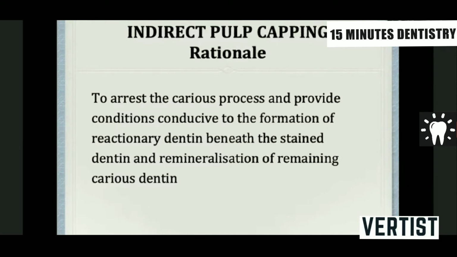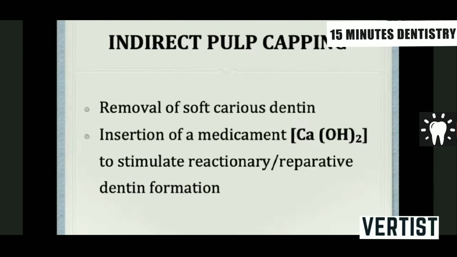Okay, this is the rationale of indirect pulp capping, wherein removal of the soft carious dentine is done and a medicament, usually calcium hydroxide, is placed to stimulate the reactionary dentine to be formed. Usually in indirect pulp capping, it is tertiary dentin, that is the reactionary dentin, which has been formed.